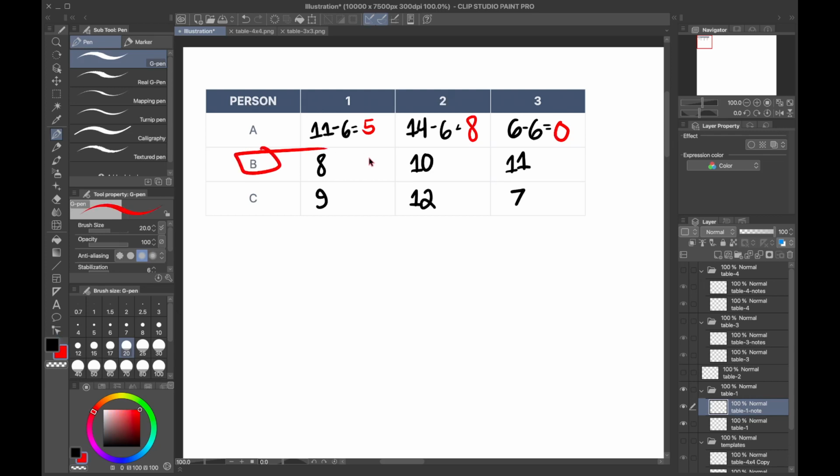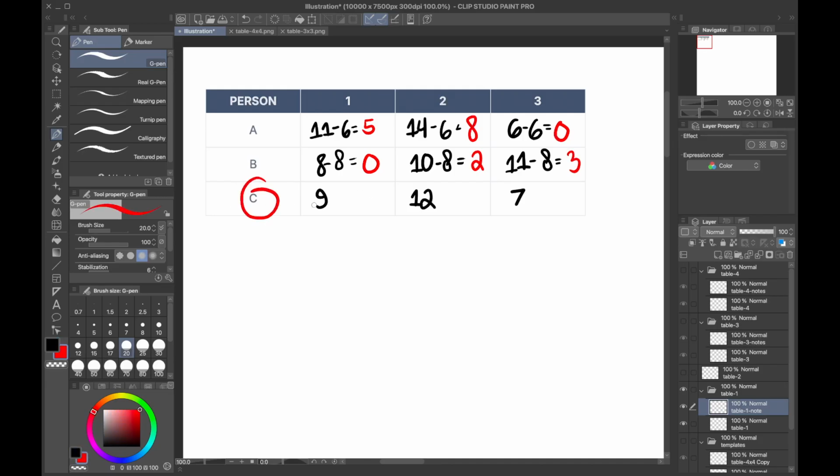Then we do the same thing here. For row B, the smallest number would be 8. So we subtract that from all your other numbers. So 8 minus itself is simply 0. 10 minus 8 is 2. Then 11 minus 8 is 3.